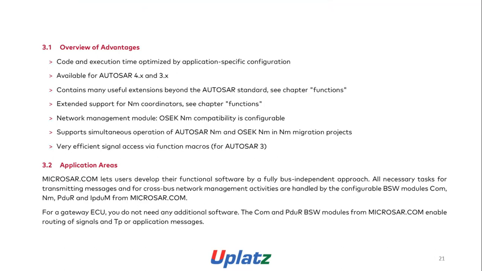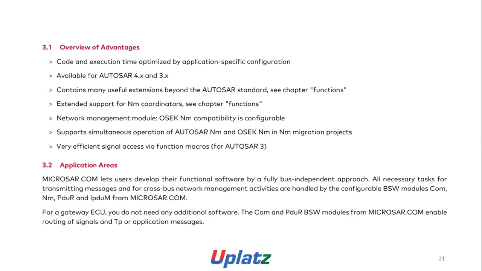Overview of the advantages. Code and execution time optimized by application specific configuration. Available for AUTOSAR 4.0 extensively, it contains many useful extensions beyond the AUTOSAR standard. Extended support for NM coordinators. Network management module, OSEK NM compatibility is configurable. Support simultaneous operation of AUTOSAR NM and OSEK NM in NM migration projects. Very efficient signal access via function macros for AUTOSAR 3 application areas.